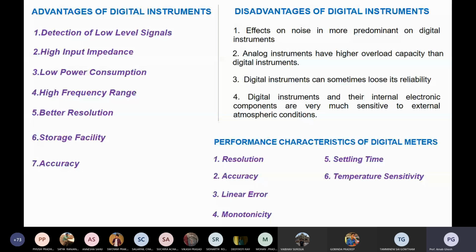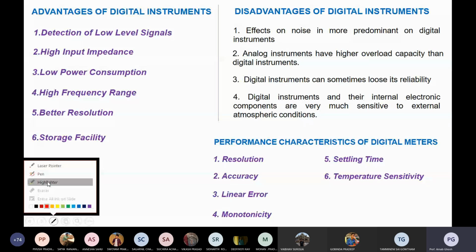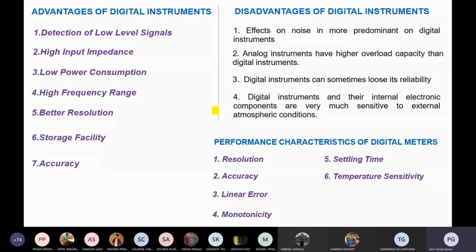Then some of the disadvantages, then I discussed the performance characteristics of a digital meter. So why are we selecting the digital meter over the analog meter, based on their application, resolution, accuracy, error, monotonicity, settling time, and finally the temperature sensitivity. That point I have already discussed.